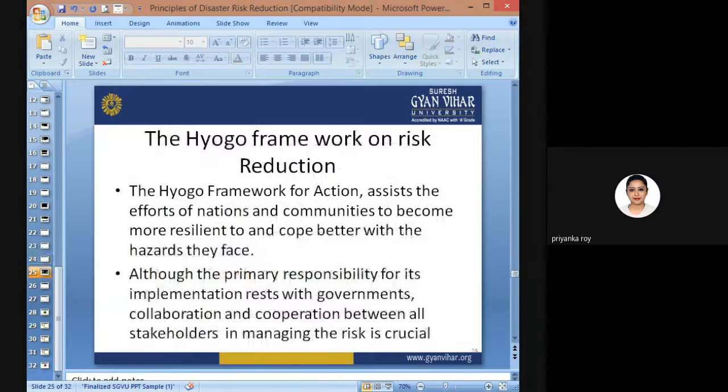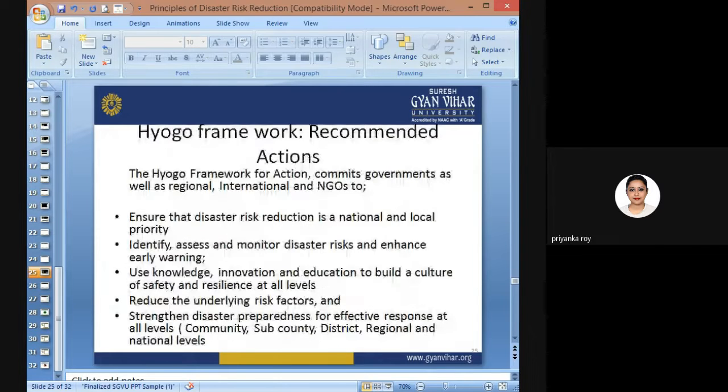Then we come to the Hyogo framework, working on risk reduction. The Hyogo Framework for Action assists the efforts of nations and communities to become more resilient, to cope better with the hazards they face, although the primary responsibility for its implementation rests with government, and collaboration and cooperation between all stakeholders in managing the risk is crucial.